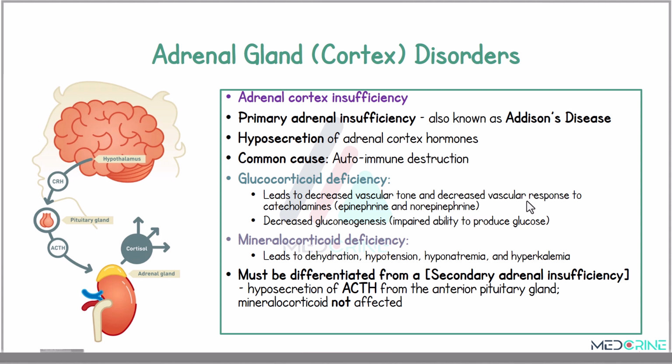Glucocorticoid deficiency can lead to reduced vascular tone, poor catecholamine response, decreased gluconeogenesis, and a mineralocorticoid deficiency causes dehydration, hypotension, hyponatremia, and hyperkalemia. This must be differentiated from secondary adrenal insufficiency, which results from a low amount of ACTH hormone that is produced by the pituitary gland and does not affect the mineralocorticoids.